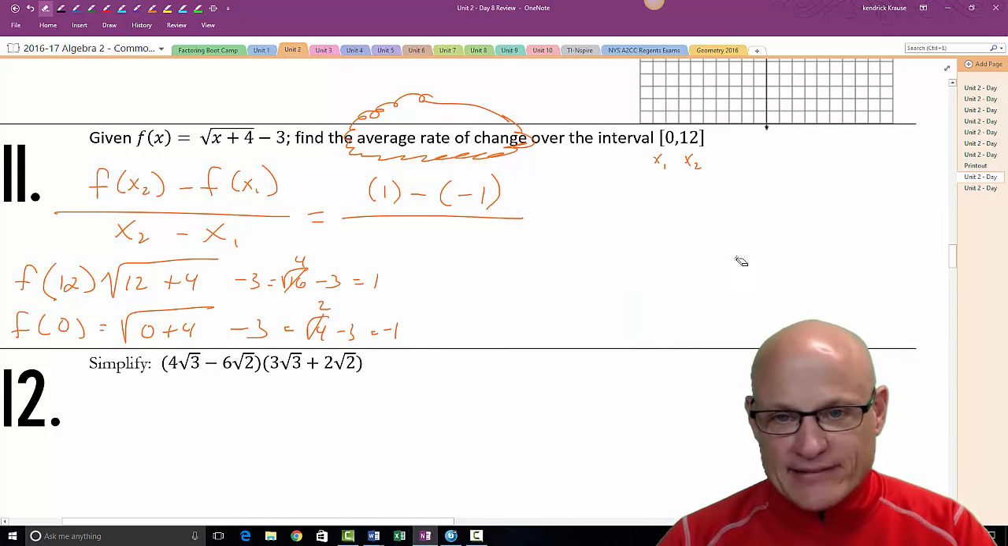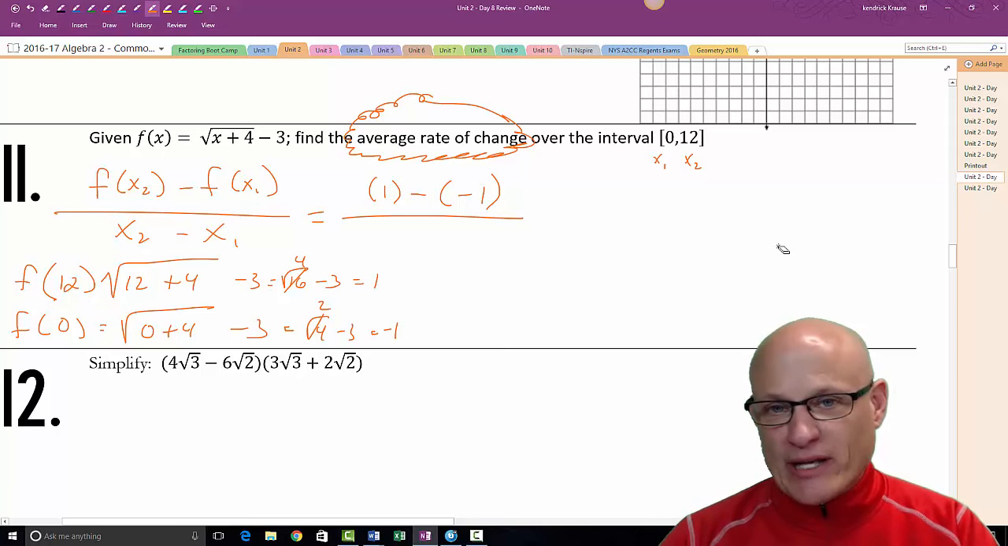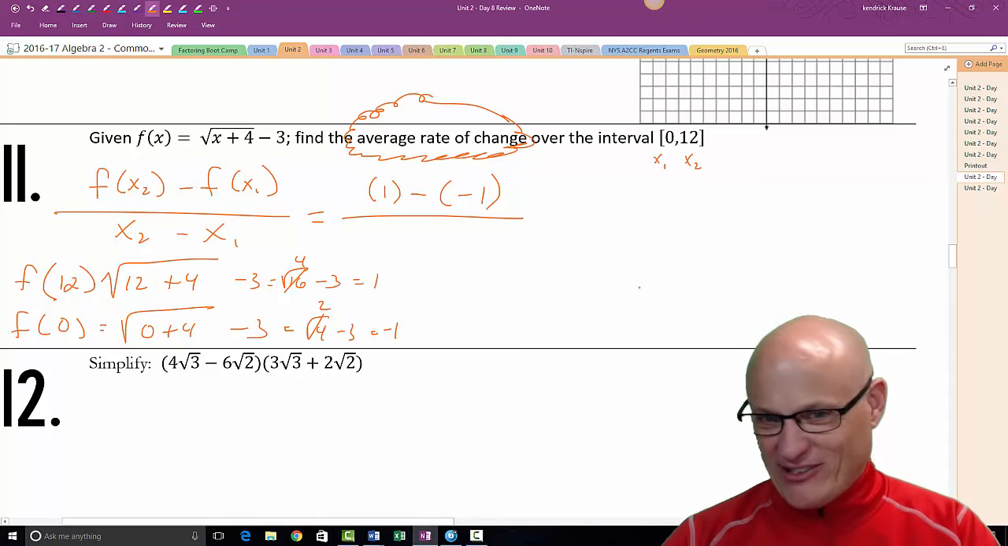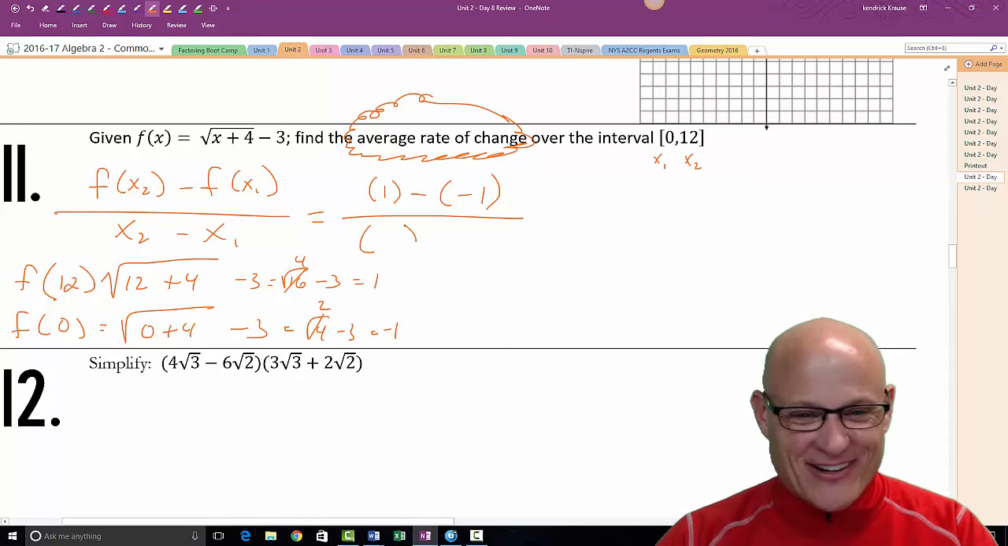Use parentheses. As Mrs. Newman likes to say, parentheses, Patrice! I don't have as annoying a voice as she does, though. Hers is much more annoying.